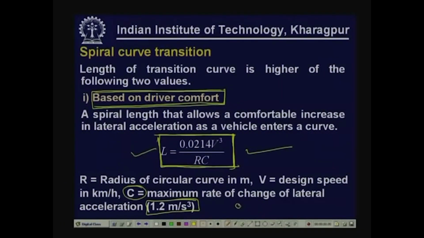In IRC it was 0.5 to 0.8, if I remember correctly. In this case 1.2 meter per second cube is allowed. So, that is the value of C normally used. Of course, there are many agencies which use a value other than 1.2, and lesser values are also used. Sometimes values in the range 0.5 to 0.8 are also used by many agencies, but the recommended value is 1.2 meter per second cube.